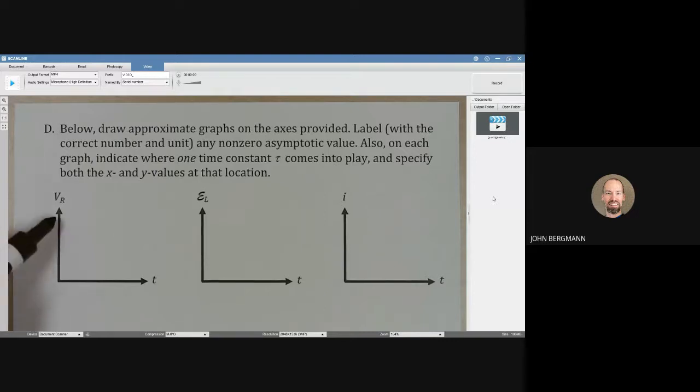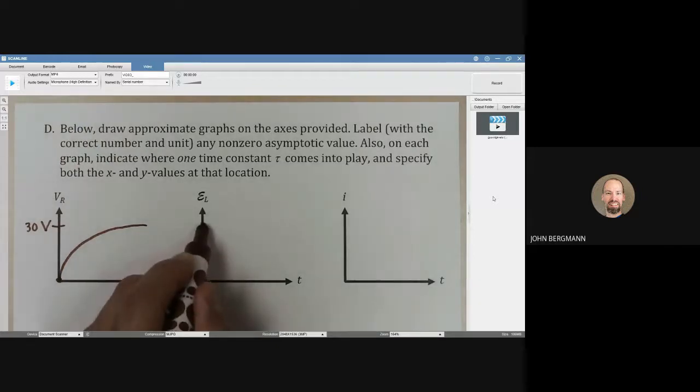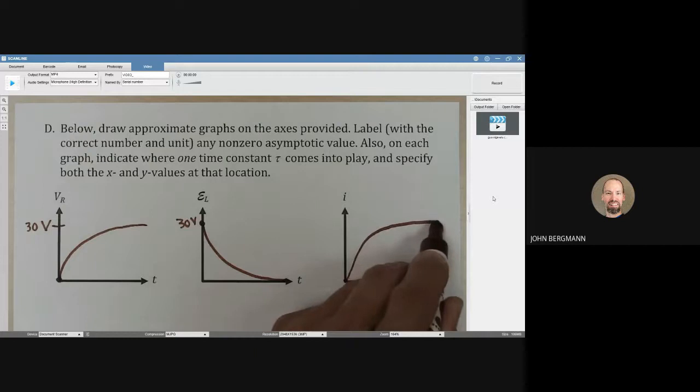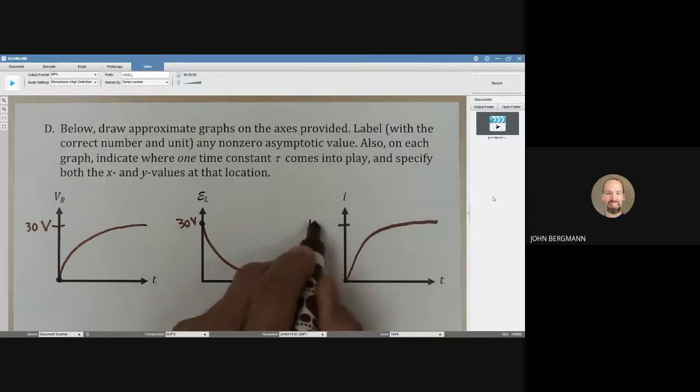Across the resistor, we said there's no current at first through the resistor, so that must mean that the voltage across the resistor starts at 0, and eventually it's going to end up at 30 volts. That entire 30 volts will be dropped across the inductor at first. The inductor fights with 30 volts right at the beginning, and then it drops off until it's acting like an ordinary wire at time infinity. The current, we said, started at 0, and it climbs to a value of 10 amps at time infinity.